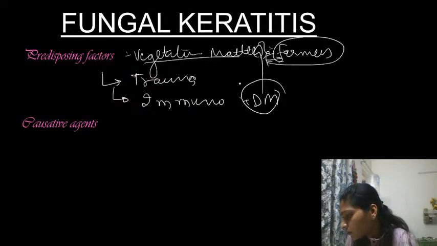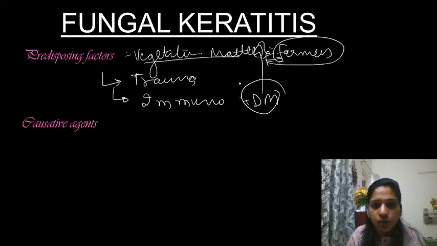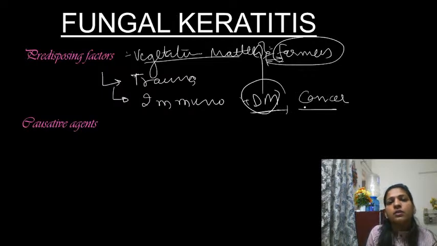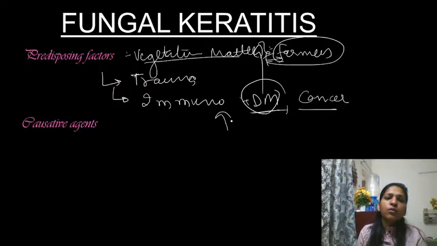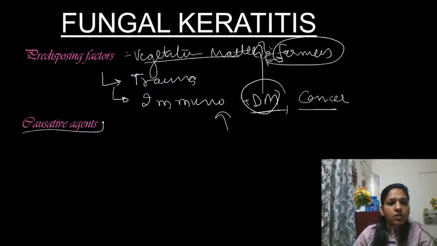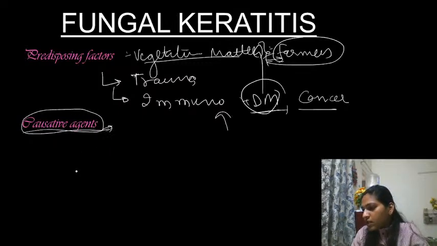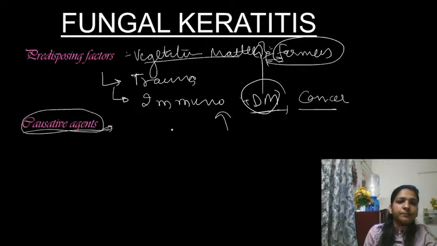Yes Adyut, you are right, organic matter trauma or vegetative matter trauma, both are the same. Now diabetes mellitus, any other immunocompromised condition like cancer, any condition in which immune status is compromised, can have fungal keratitis. Now, you have to tell me the causative agents for fungal keratitis.